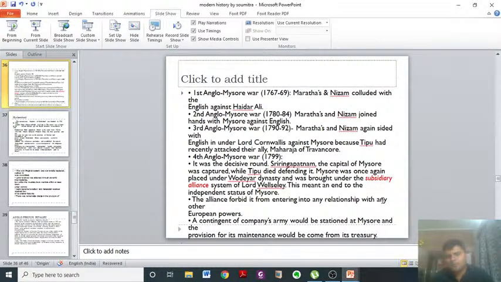Once we're done with the conquest, we'll go towards the administrative changes and the economic changes. I told you about this in the first class, in my modus operandi. Now I told you about Hyderabad.